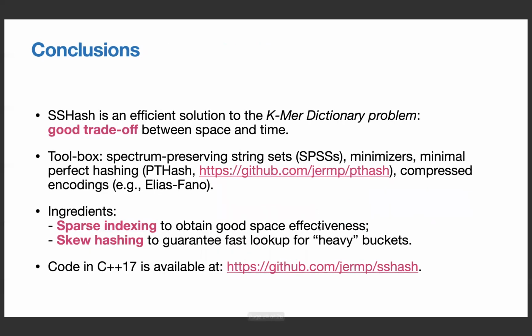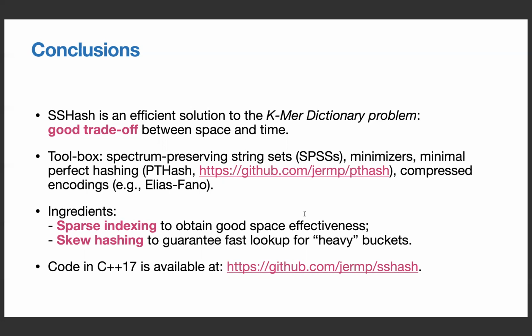So to conclude, we presented SSH, an efficient solution to the so-called chimera dictionary problem. And in particular, SSH embodies a good trade-off between space and time. We used a rich toolbox consisting of spectrum preserving string sets, minimizers, minimal perfect hashing, and also compressed encodings, for example, Elias-Fano. And we explained these two main ingredients: sparse indexing of super chimeras to obtain good space effectiveness, and skew hashing to guarantee very fast lookup for large buckets.